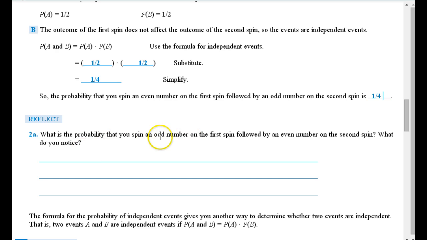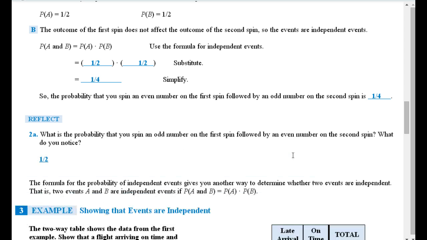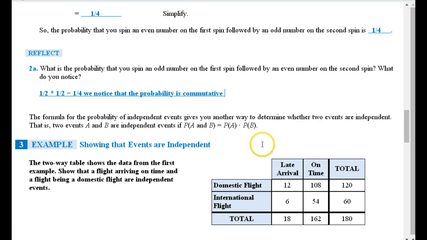Now, what is the probability you spin an odd number on the first spin followed by an even number on the second spin? Well, odd was 1/2, times 1/2 again for even, it's still going to be 1 out of 4. So what did we notice? It didn't matter if we said probability of B times the probability of A, we got the same answer. We noticed that the probability is commutative, and what that means is it doesn't matter the order we go in, probability of A times the probability of B.